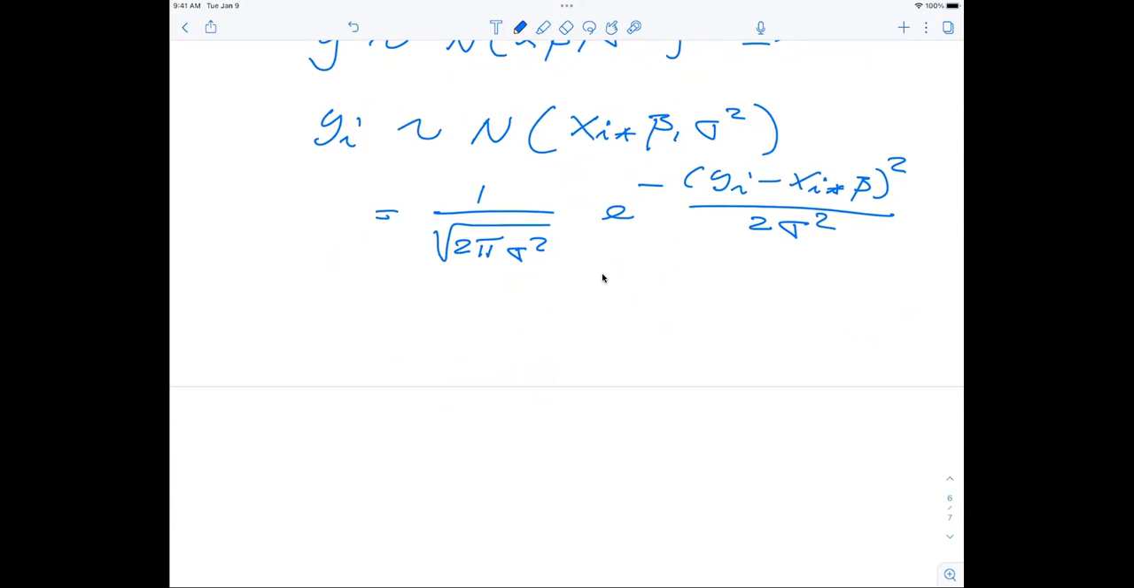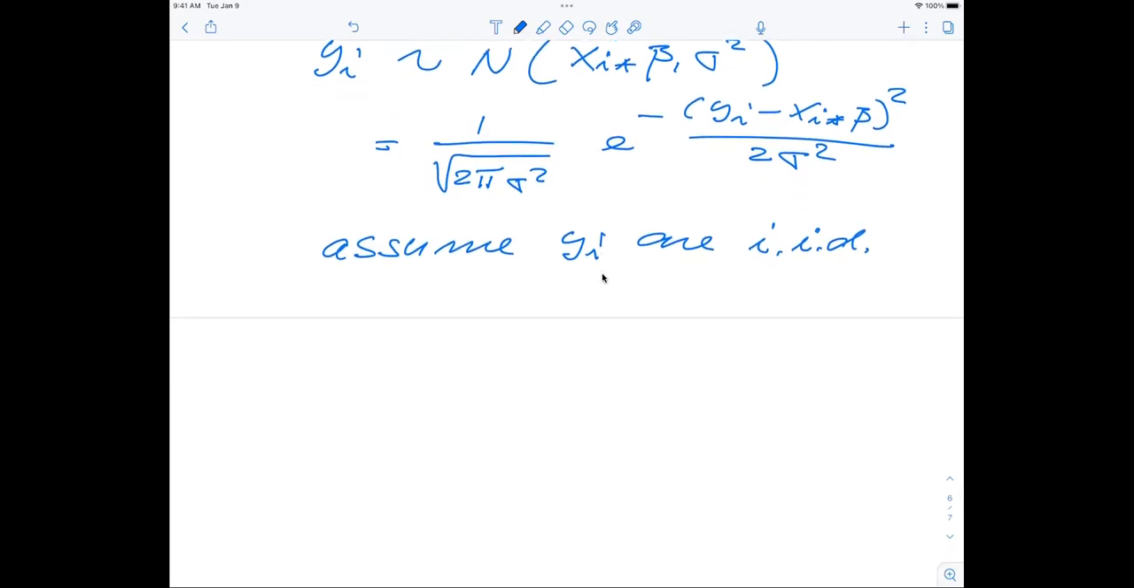So this is now the probability of finding y with a given value of beta and a given value of x. We are now going to make a new assumption. We are going to assume that the y of i's are what we call independent and identically distributed. You've probably seen this shorthand in statistics textbooks: IID, independent and identically distributed. So every y of i has the same distribution, and they are independent, which means that the total probability is just the product of the individual probabilities.